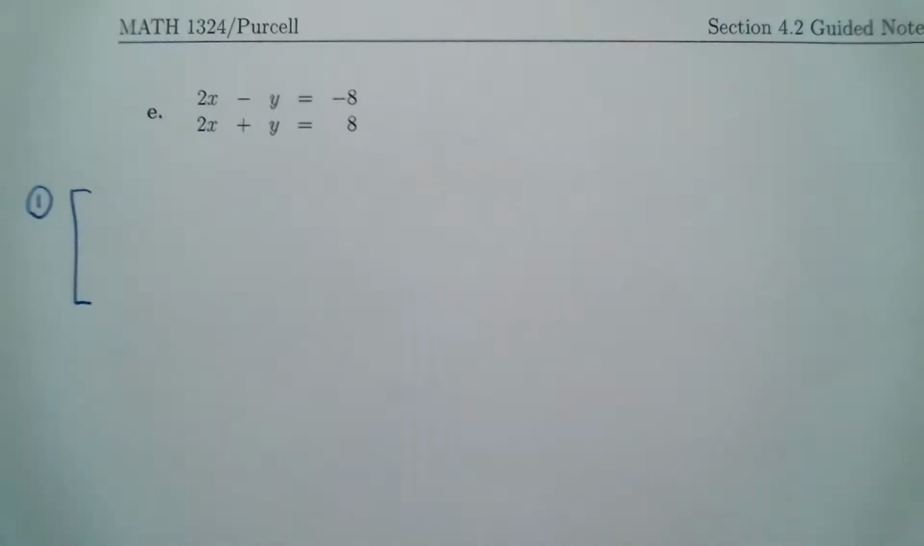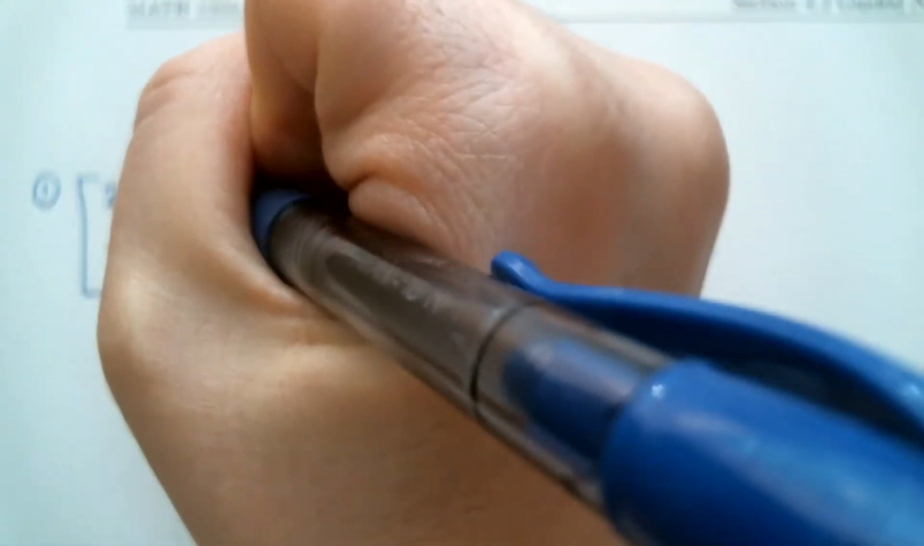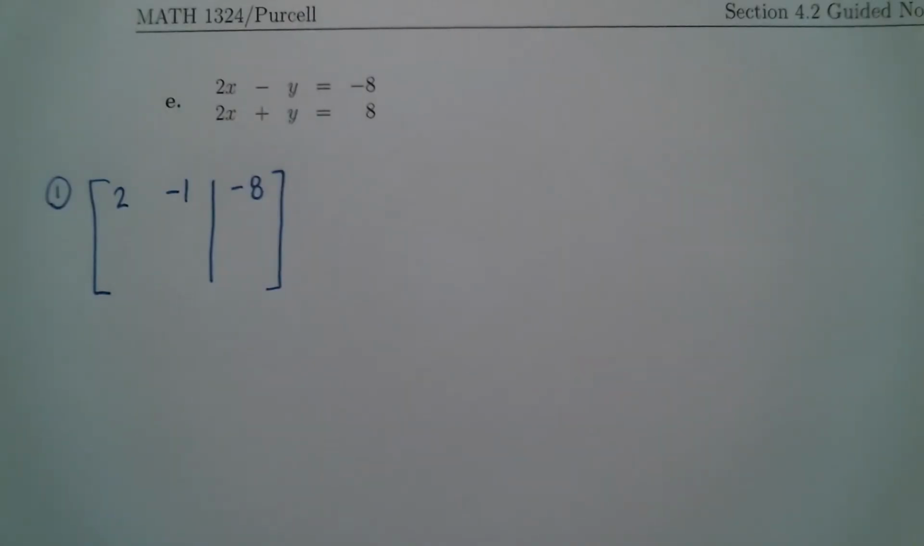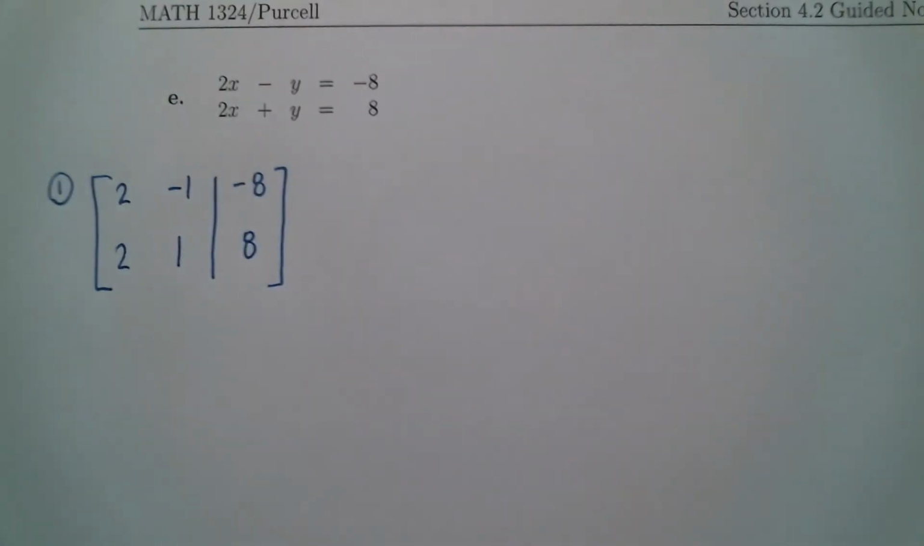From the first equation, I have a 2 in front of x, a negative 1 in front of y, a negative 8 on the other side of the equal sign. And then for the second equation, I have a 2 in front of x, positive 1 in front of y, positive 8 on the other side of the equal sign. All right, so we need to start transforming this.